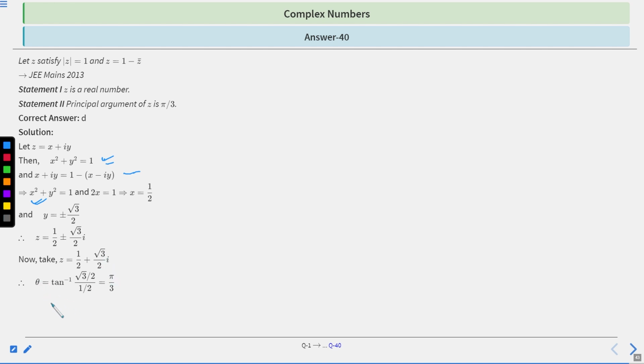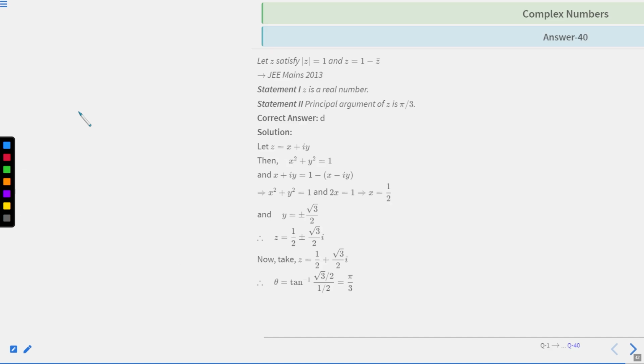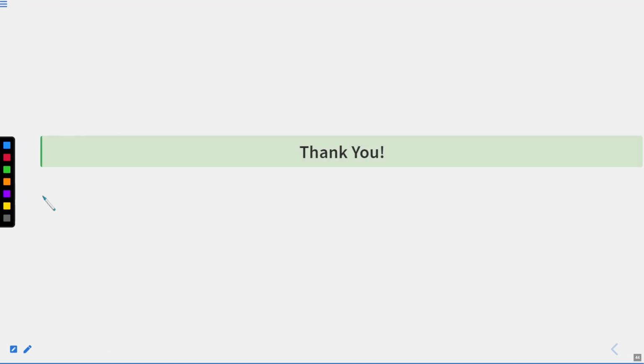So the argument of z, theta, is equal to pi by 3. Clear? So z is not a real number. z is a complex number. So 1 is false, 2 is true. So option D is the right choice. Okay. Thank you.